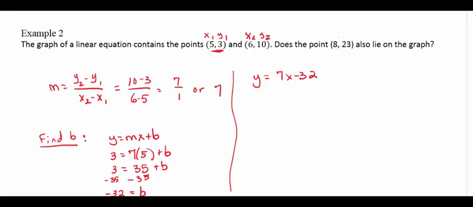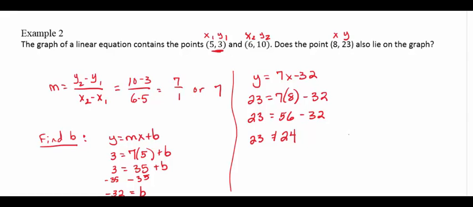Now, the question says, does the point 8, 23 also lie on the graph? Well, this is like the question that we just looked at. Check to see if this point satisfies the equation. If it does, then the line goes through that point. Let's see. We have 23 equals 7 times 8 minus 32. So we have 23 equals 56 minus 32. So 56 minus 32 should be 24. 23 does not equal 24, so no. 8, 23 does not lie on the graph.